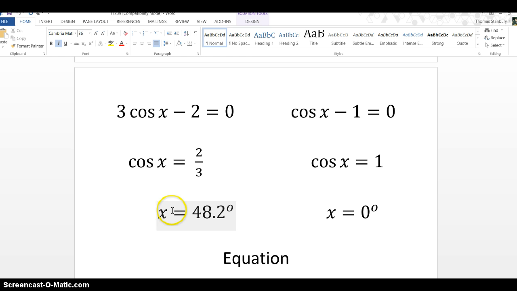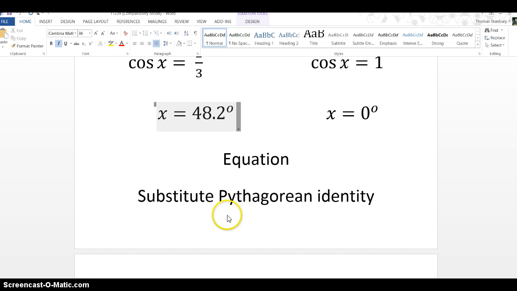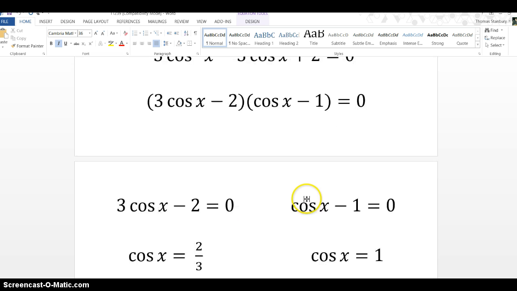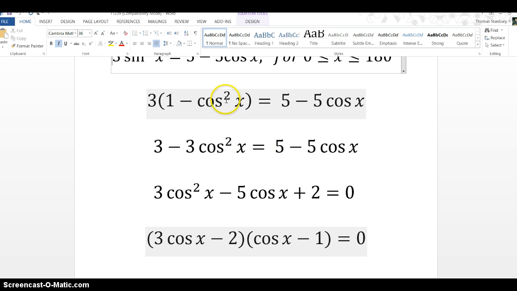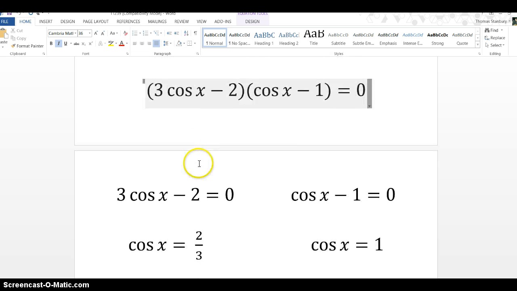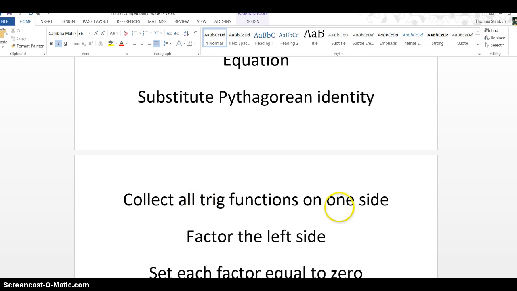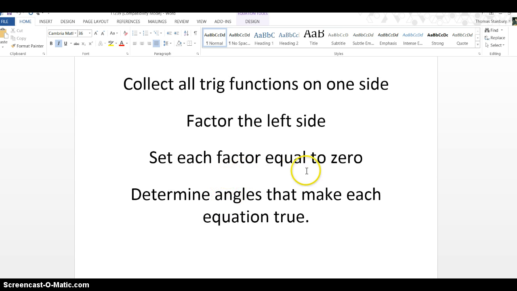What angle of x gives me a cosine of 2/3? Well, I'll do an inverse cosine. Inverse cosine will get me this, and I get 48.2 degrees. We'll be in degree mode in the calculator. So you can use your calculator for this problem because you have to. All right, what do we do? We substitute a Pythagorean identity right here. The 1 minus cosine squared x is your sine squared, so you substitute in for sine squared x, okay? Collect all trig functions on one side. We factored that equation. We set everything equal to 0. Determine the angles that made each equation true, all right?